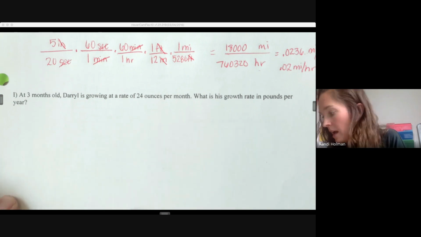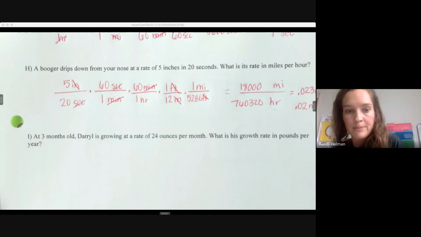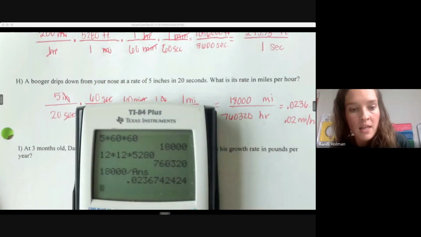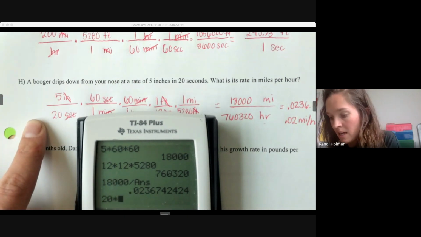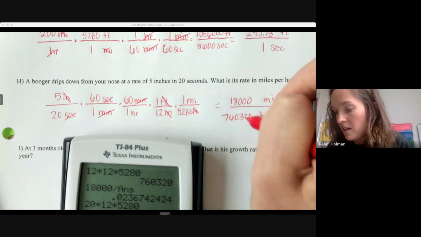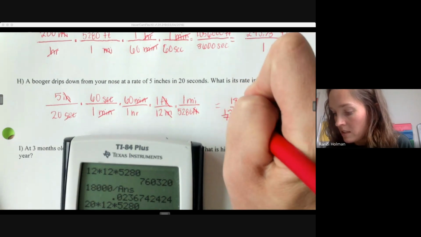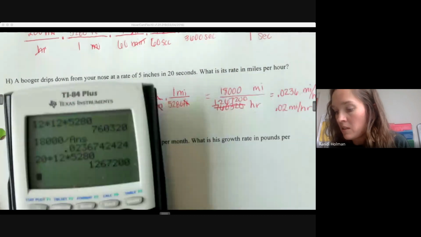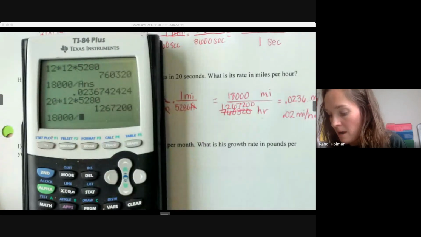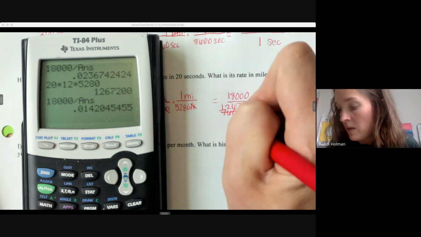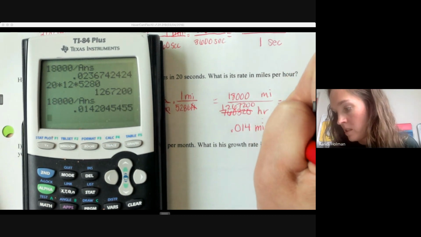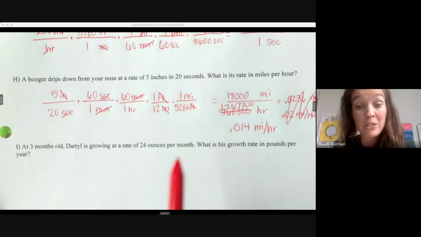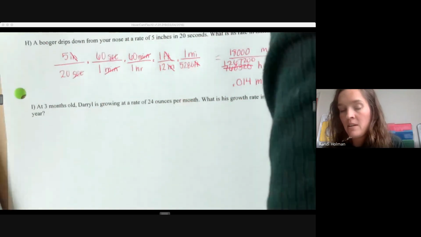So if we look at how I back up, I just realized we did this wrong. Okay. This is not 12 seconds, it's 20 seconds. So we should have done 20 times 12 times 5,280. Thought something seemed off there. Okay, so our denominator here is 1,267,200. Sorry about that. So if we take our 18,000 divided by that answer, we get this miles per hour. Sorry about that. Thought something seemed off. Okay, make sure you use the correct numbers that are in your denominator there and don't make up random other ones.